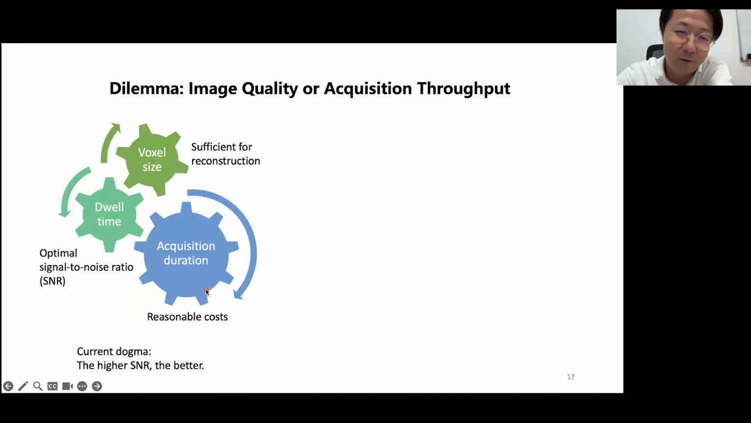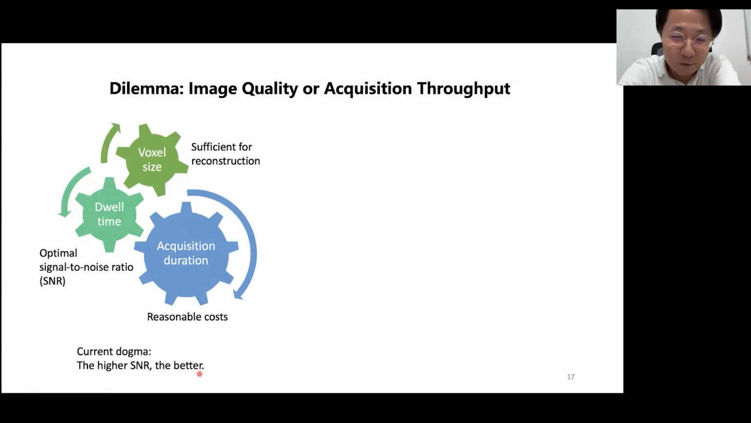So how long do you want to spend, like a month to acquire one data set, as I did actually? Early in my career or my team's development, I spent months to collect one data set. So the current dogma is the higher the signal-to-noise ratio, the better. Actually, I believe that. I don't know if you believe it or not.